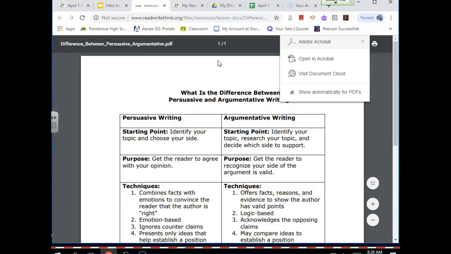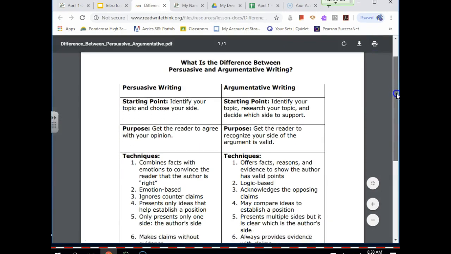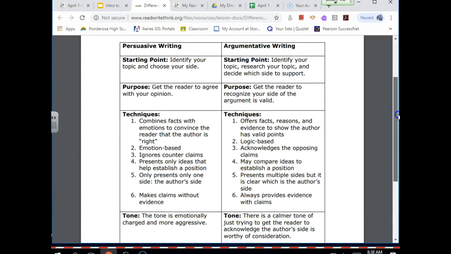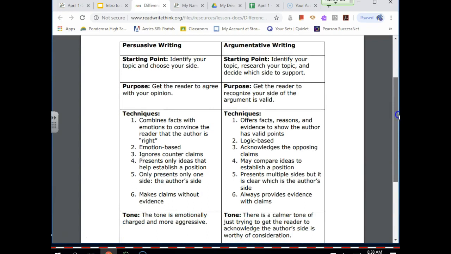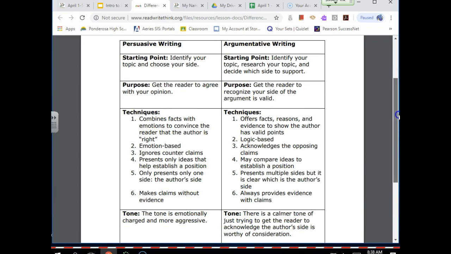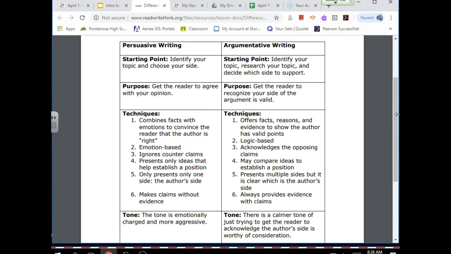Seriously. Here is a fact sheet for you guys if you want to do this. This is just giving more information as to what your goal is. Okay? Remember, the purpose is not to get the reader to agree with your opinion or change their mind. It's to recognize that your side of the argument is valid.